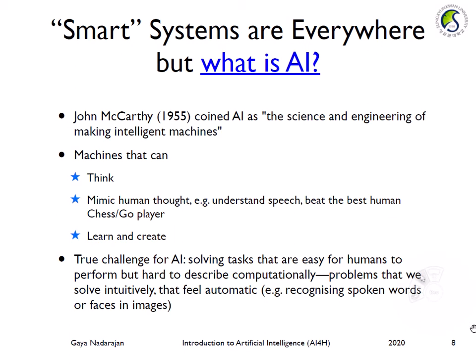So we want this machine to be able to understand speech, right? If I speak to the machine, it should be able to understand what I'm saying and what I want. We want this machine to be able to play some games, for example. We want this machine to be like a doctor, a legal advisor, right? We basically want the machine to have the capability of a human being. On top of that, a very important thing that we want the machine to do is to be able to learn and create.